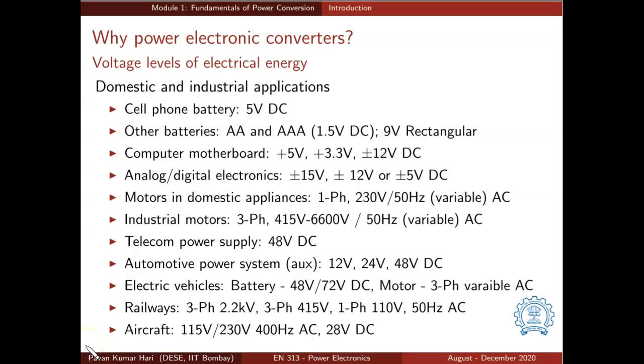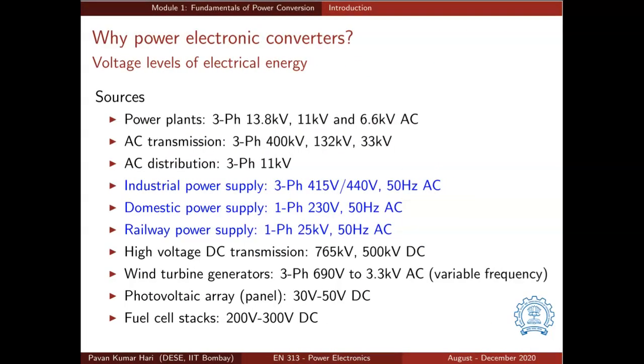Having known the voltage levels from the user side, let us have a look at the different voltage levels from the source side. The synchronous generators or alternators in power plants typically generate 3-phase voltages at 6.6 kV, 11 kV or 13.8 kV. AC power transmission usually happens at 400 kV, 132 kV or 33 kV. The power distribution network typically has a voltage of 11 kV.